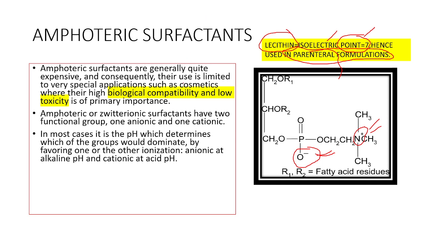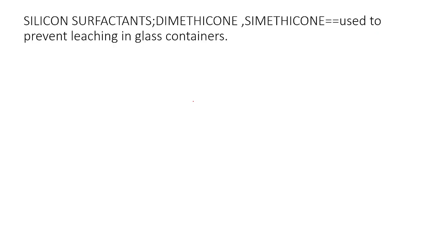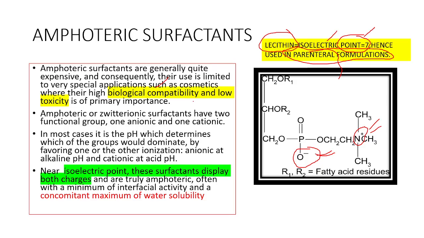And this amphoteric surfactant has good biological compatibility, which means it will not show any toxicity to our bodies. Next one is low toxicity. See, this is about the different kinds of surfactants: cationic, non-ionic, anionic, and amphoteric surfactants.